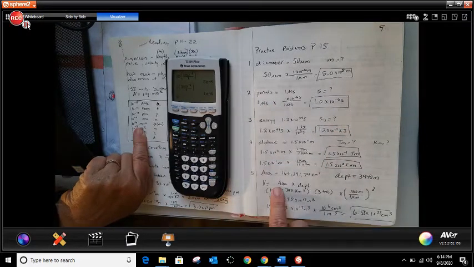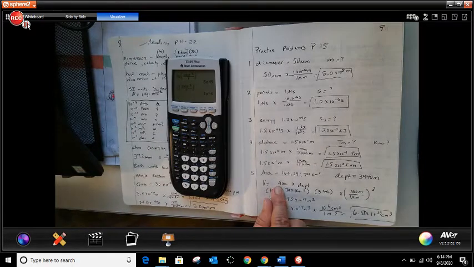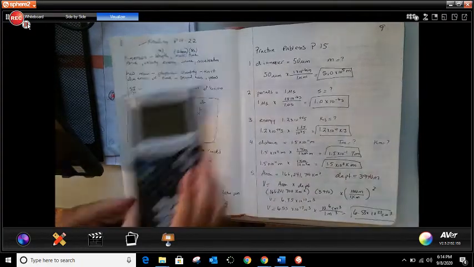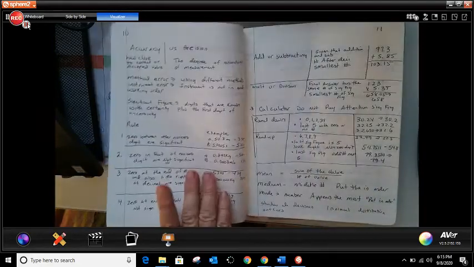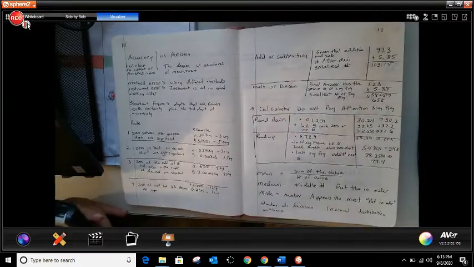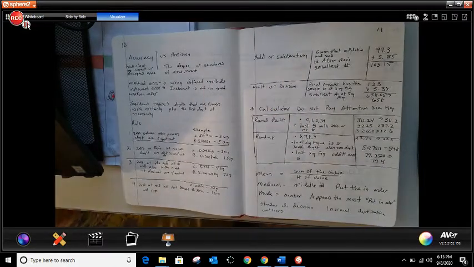Number 5 is a practice problem where it says the Pacific Ocean has a surface area, and you have to find the circumference of that. I'm going to change my page because I should have just covered it up instead of showing you the answers, but I would like you to work those problems by yourself.